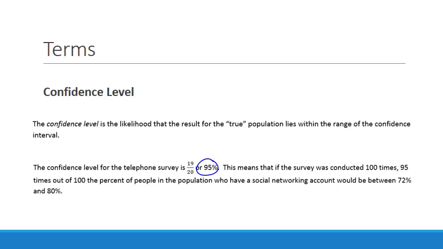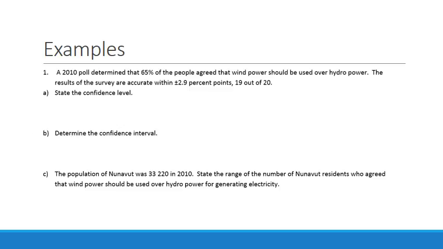And what that means is if they redid this survey 100 times, they feel that 95 times out of 100, the percent of the people in the population who have a social networking account would be between 72 and 80, meaning it would be in that confidence interval. It might not be exactly 76, but it's definitely in that confidence interval. All right, so we're just going to work with that. This is a pretty quick idea of what we're doing. We're not delving too deeply into this topic.